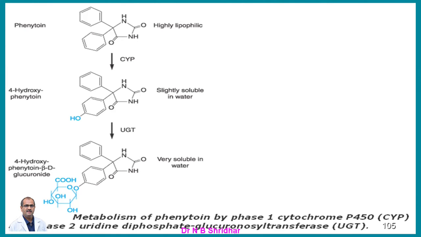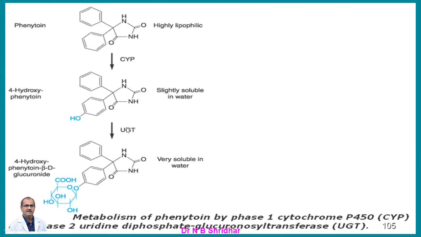As it is very lipophilic in nature, by the cytochrome P450 enzymes, of which you have already learned many varieties, it is converted to 4-hydroxyphenytoin. Means in the fourth position, 1, 2, 3, 4, one hydroxyl group is added by the phase 1 reaction, and this becomes slightly soluble in water. So 4-hydroxyphenytoin is one of the metabolites after the phase 1 reaction, and it is slightly soluble in water.